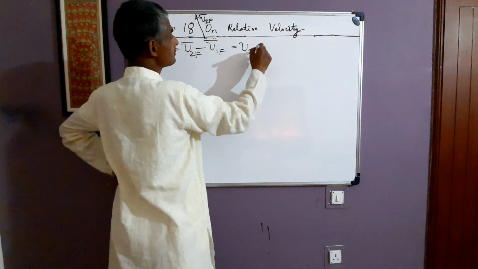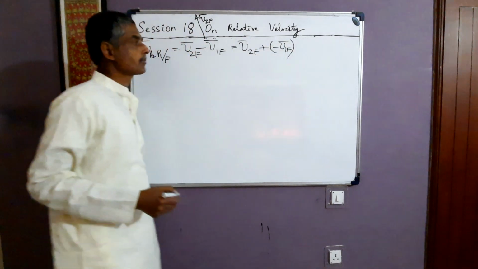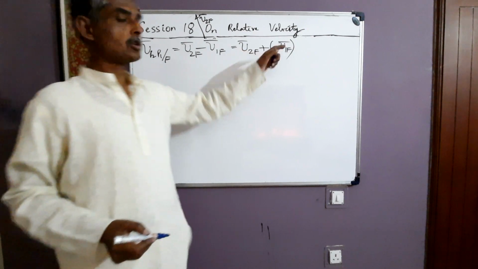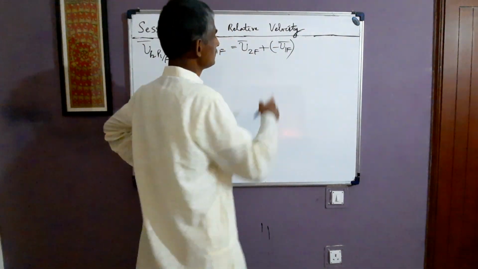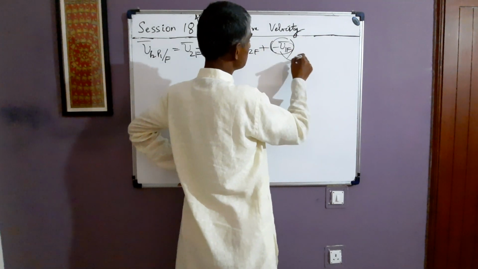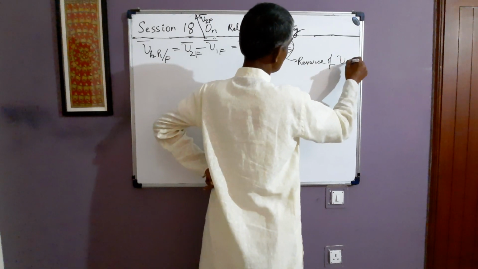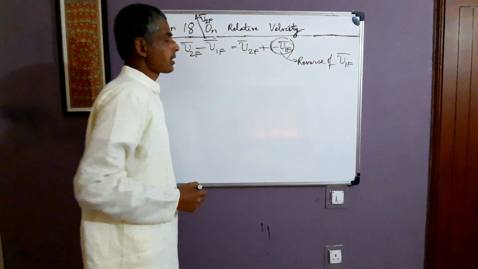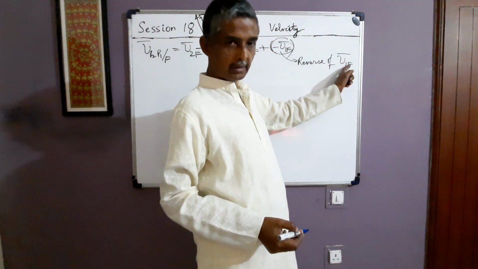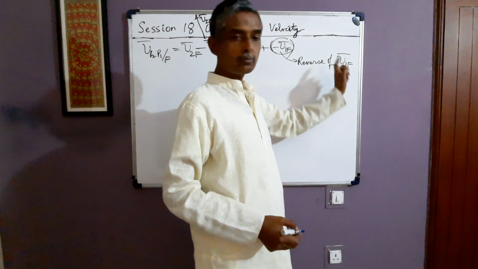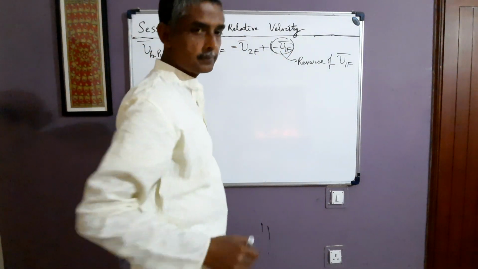This can be written as V2F plus minus of V1F. This is the definition of relative velocity between two moving points. You know from the theory of vectors that minus V1F is nothing but the reverse of V1F, meaning a vector whose magnitude is the same as that of V1F but whose direction is opposite to V1F. So this is the general meaning of relative velocity between 2 points.